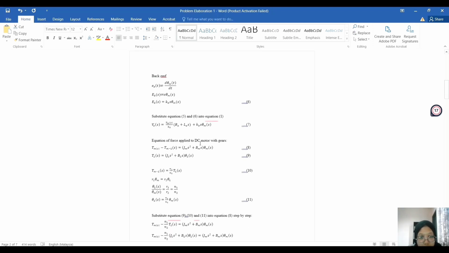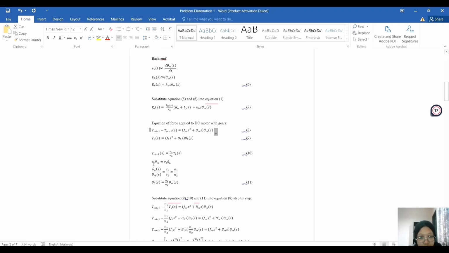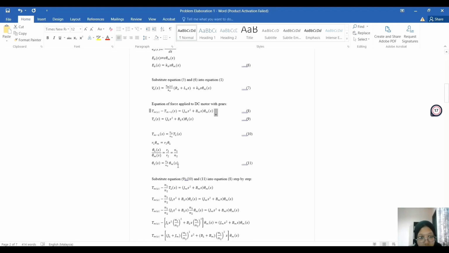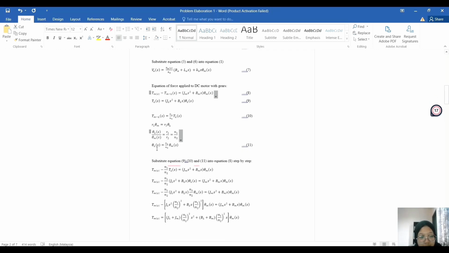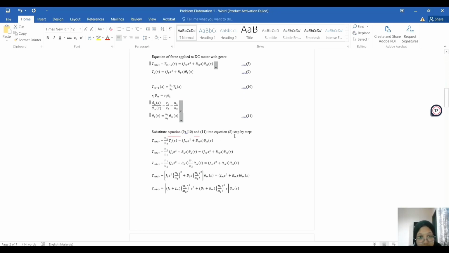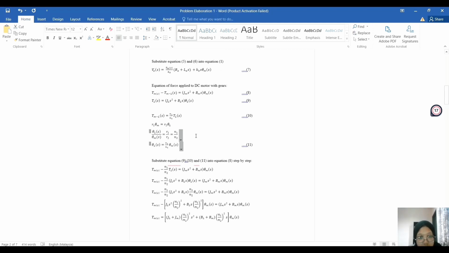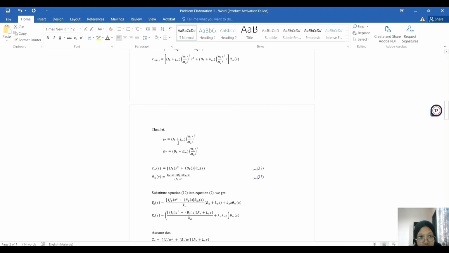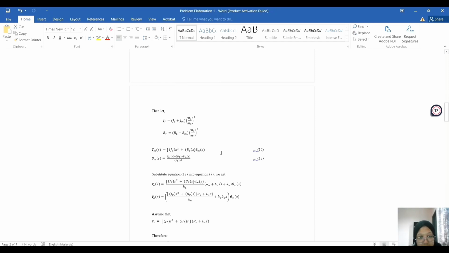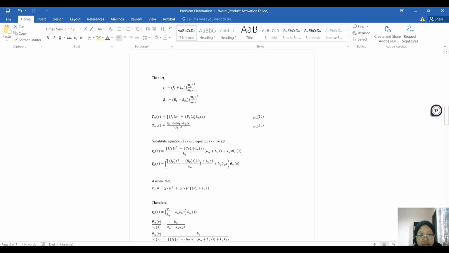Then the equation of force applied to the DC motor with gears. This is the equation. R1 theta M equals R2 theta L. We know that R1 equals N1 and R2 equals N2. So we get equation 11, theta L equals N1 over N2 theta M. Then substitute equations 9, 10, and 11 into equation 8, step by step. Then let JL plus JM times (N1 over N2) squared equal JT, and BL plus BM times (N1 over N2) squared equal BT. So the equation will be like this. We simplify the equation.